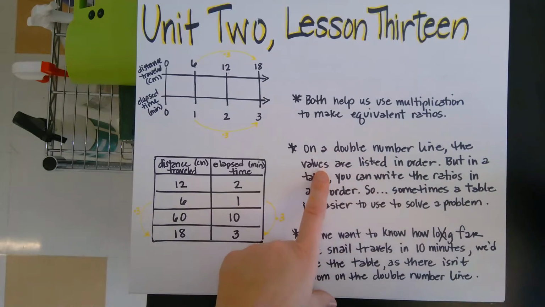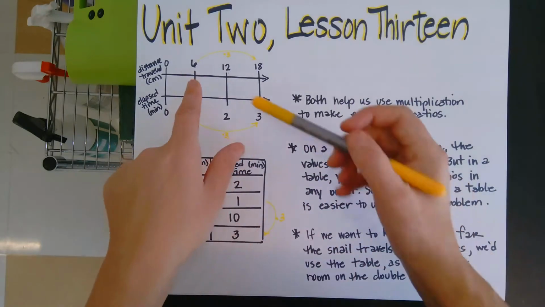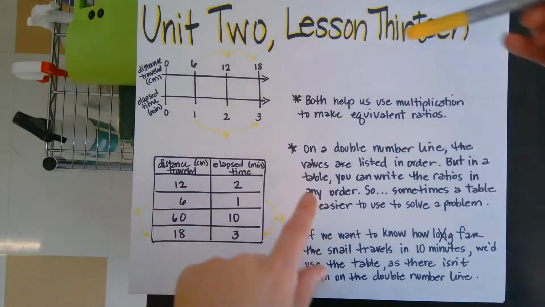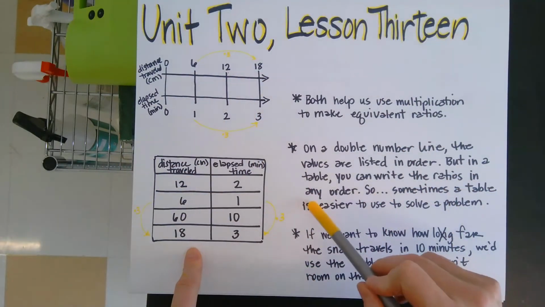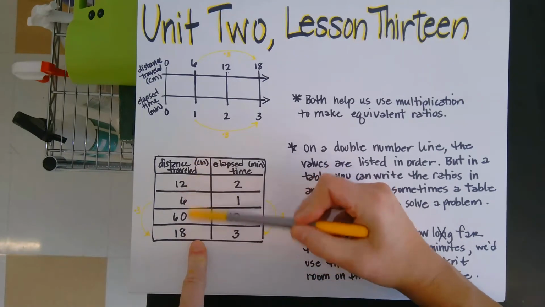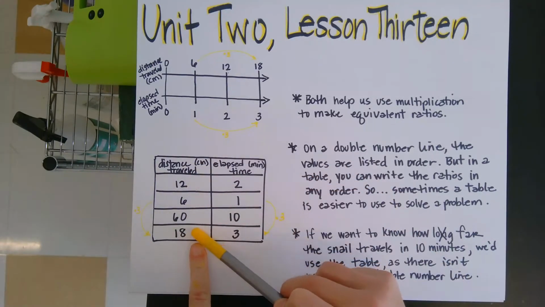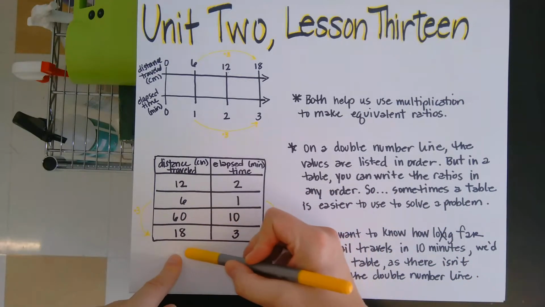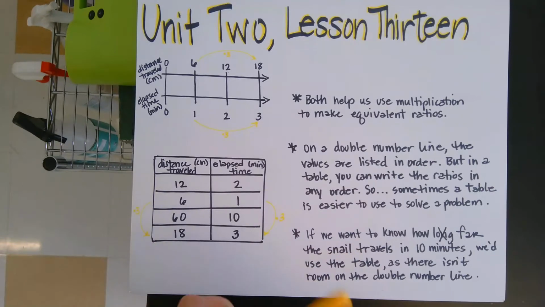So on a double number line, the values are listed in order, and this is that key piece. These are in order, and they're evenly spaced intervals. But in a table, you can write the ratios in any order. That's why if you look at this table here, the numbers are out of order. They're kind of all wonky, and sometimes that's really handy in a table because if you decide, oh, I need this piece of information, you can just write down an additional number.